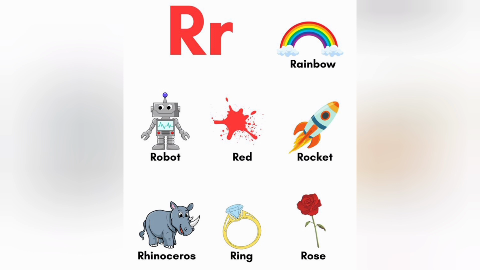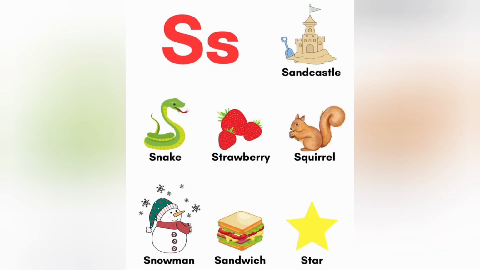Now let's repeat the letter with its sound. Rainbow. Robot. Red. Rocket. Rhinoceros. Ring. Rose.